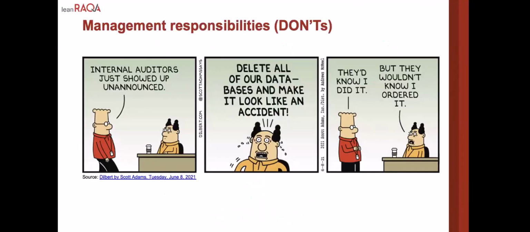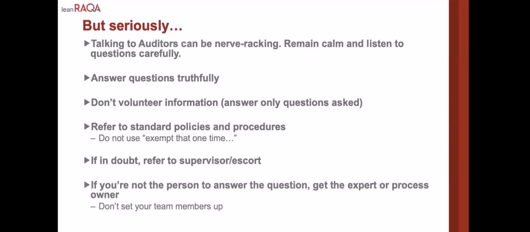So this is one of my favorite Dilberts. The internal auditors just showed up unannounced, delete all of our databases and make it look like an accident. Well, then they'd know I did it, but they wouldn't know I ordered it. So management with executive responsibility in any of these audit models is the one ultimately responsible, whether they were aware or not, or involved or not.